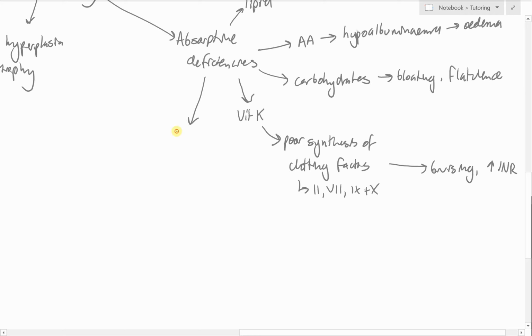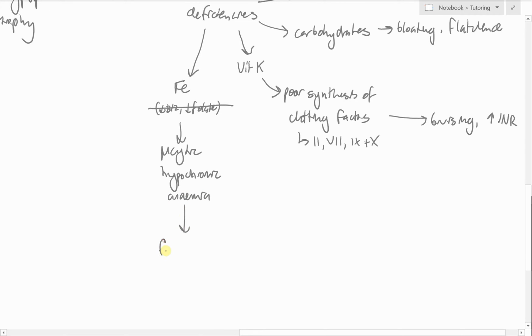You get low iron. You can also get a low B12 and a low folate. However, you're more likely to present acutely with low iron than with the B12 or the folate. So if we just focus on iron at the moment, you're going to get a microcytic, hypochromic anemia, and that will result in fatigue and pale conjunctiva.